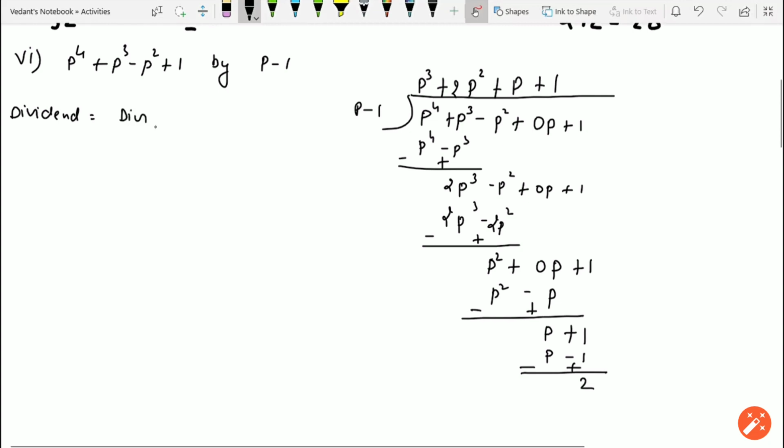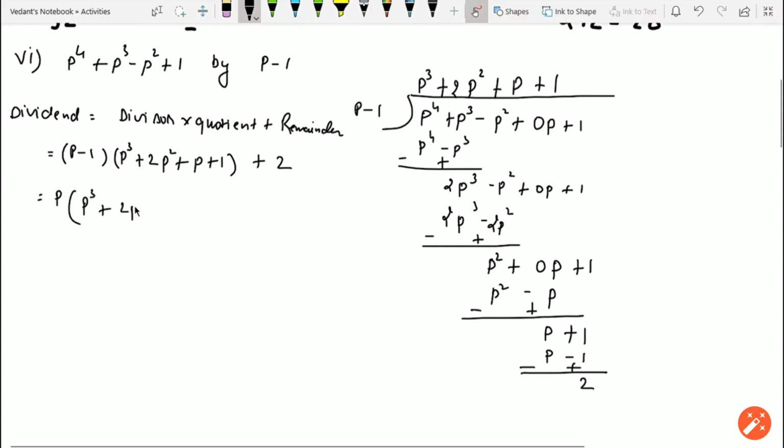Now we will check. How will we check? Same thing: dividend is equal to divisor into quotient plus remainder. We write the formula for this. And now we write down p minus 1 into the quotient, which is p cube plus 2p square plus p plus 1, and plus remainder is 2.